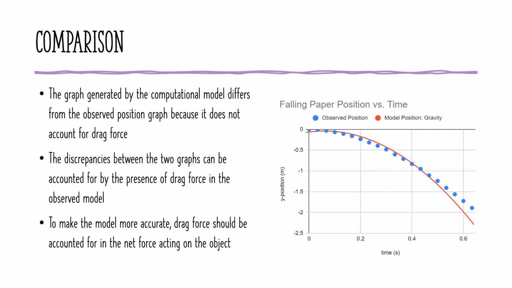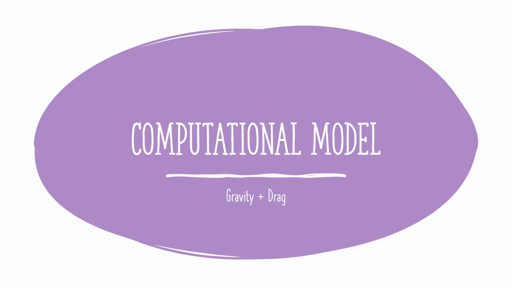The graph generated by the computational model differs from the observed position graph because it does not account for drag force, which is acting on the object. The discrepancies between the two graphs can be accounted for by the presence of drag force in the observed model. To make the model more accurate, the drag force should be accounted for in the net force acting on the object. As you can see, the graphs do follow similar patterns, but they begin to differentiate a lot near the end. Now for the next computational model that accounts for both gravity and drag.